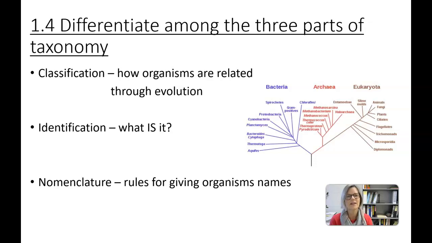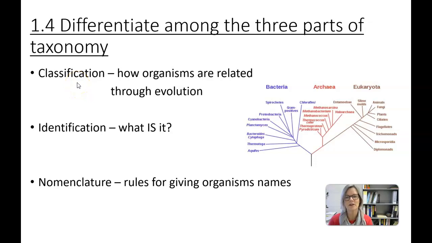Hi everyone, here I am in section 1.4 and our learning outcome says differentiate among the three parts of taxonomy. So taxonomy is the study of classification, identification, and nomenclature. So what the heck does that mean?